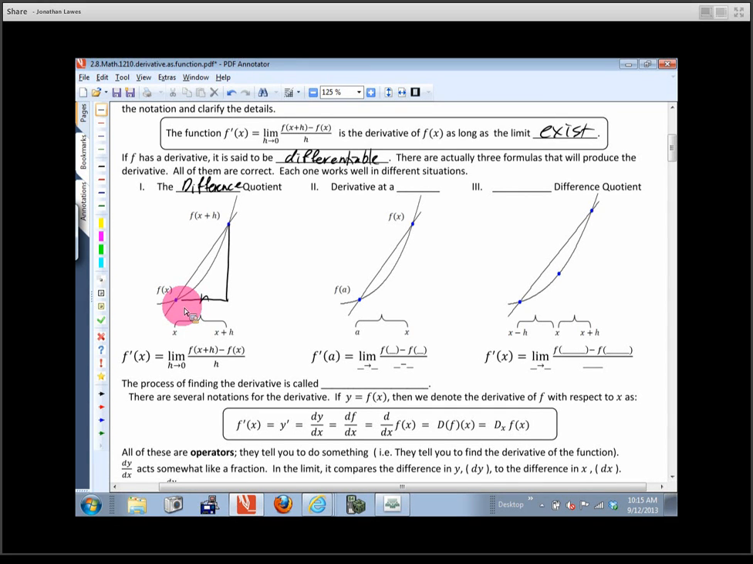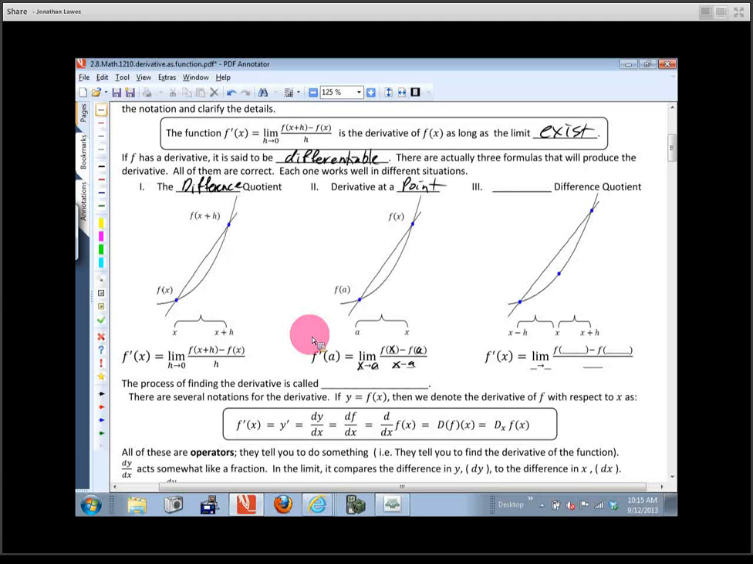Okay, this one is called derivative at a point. It's also a difference between y coordinates over a difference in x coordinates. This y coordinate is f of x. That one's f of a. And the denominator would be the difference in the 2 x coordinates, x minus a. And we're taking the limit as x approaches a. So this is, in very generalized terms and pictures, what we talked about in the last chapter.